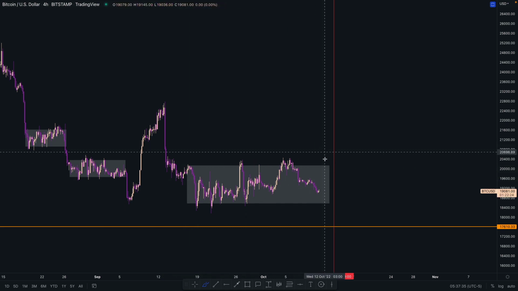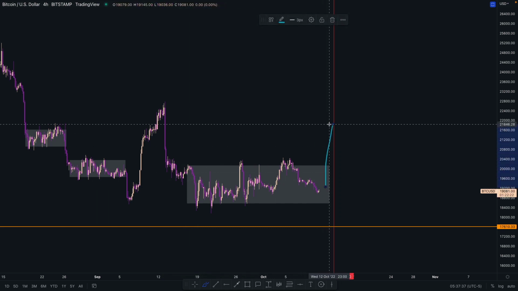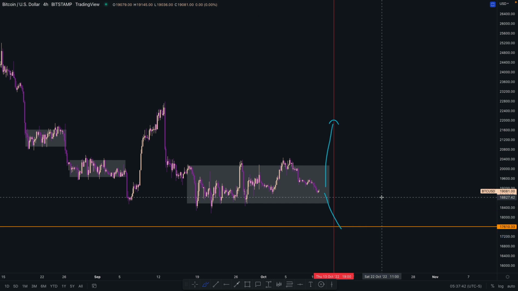So my personal opinion, if it's good CPI numbers, maybe we go up. If it's bad, we continue to go down because they're just going to be a little bit more aggressive in terms of raising rates.